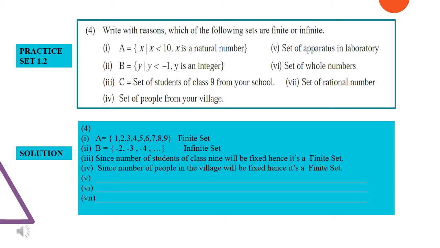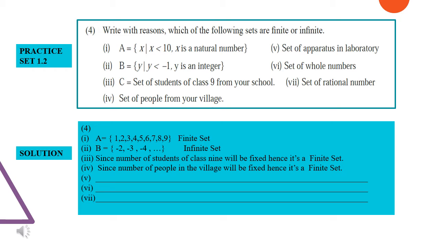Next one. B is equal to y such that y is less than minus 1 and y is an integer. So, which are the integers less than minus 1? Yes, these are the negative integers. So it is minus 2, minus 3, minus 4 and it will go on. Therefore, it's an infinite set.